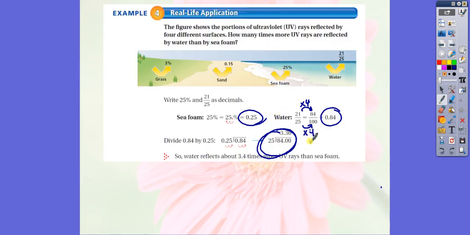And then we talked about, again, how knowing how to convert helps you compare two things, such as how many more times UV rays are reflected by water than by sea foam. And to compare, you first needed to put them in the same format. A decimal is the best format for comparing and doing operations. And then you divide, and you can use a calculator. You don't have to do long division.